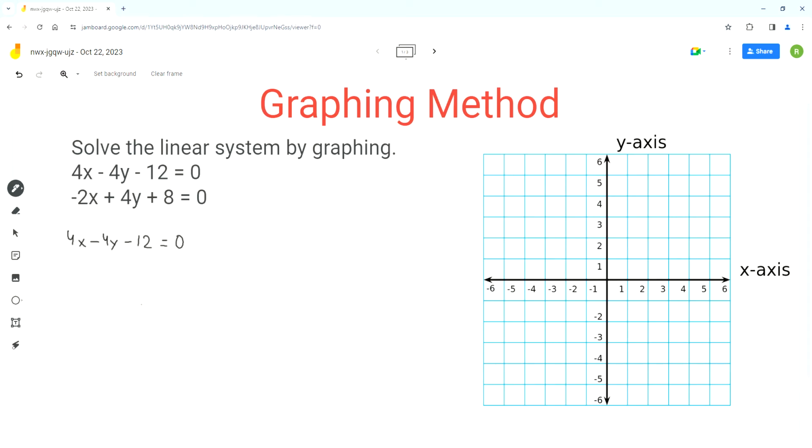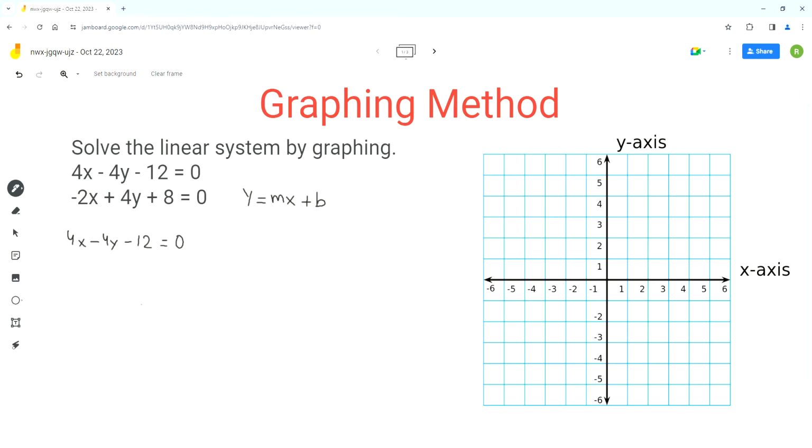Now in order to graph a linear function, we need its slope and y-intercept, and that can be obtained from its equation in slope-intercept form. But this equation is not in slope-intercept form. So the general equation of slope-intercept form is y equals mx plus b. So we have to isolate y in this equation on the left side to get it in the slope-intercept form.